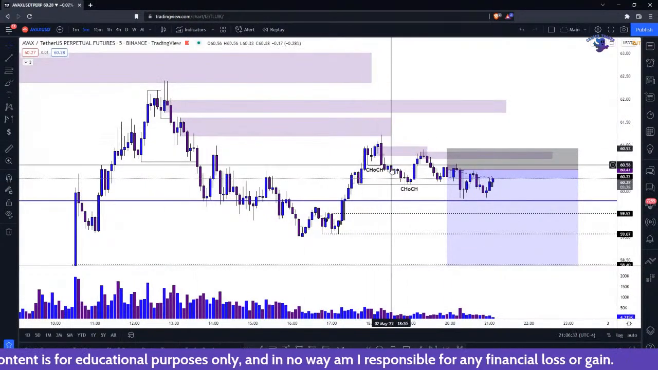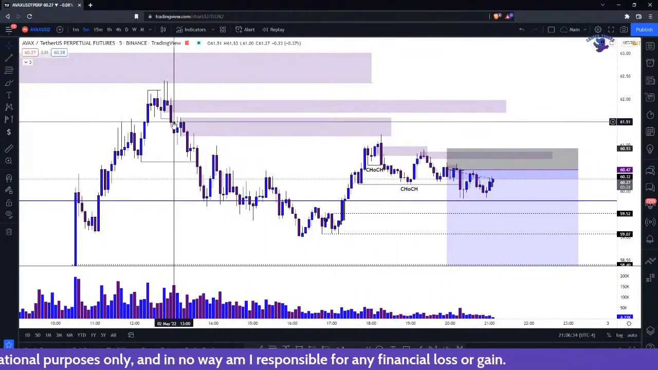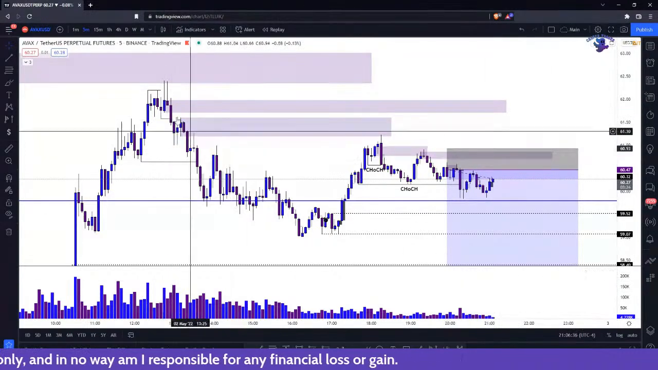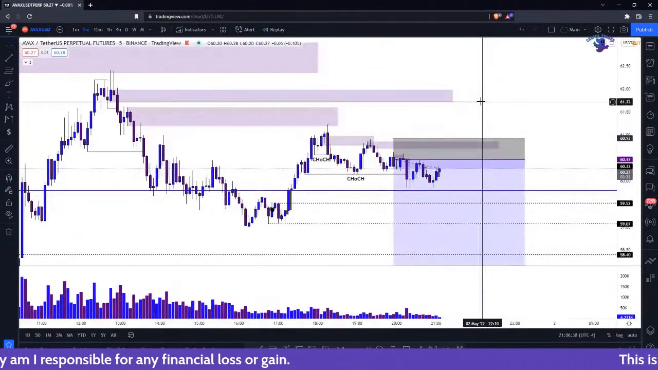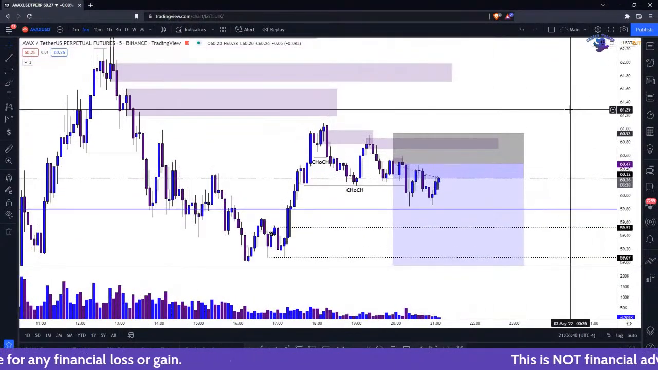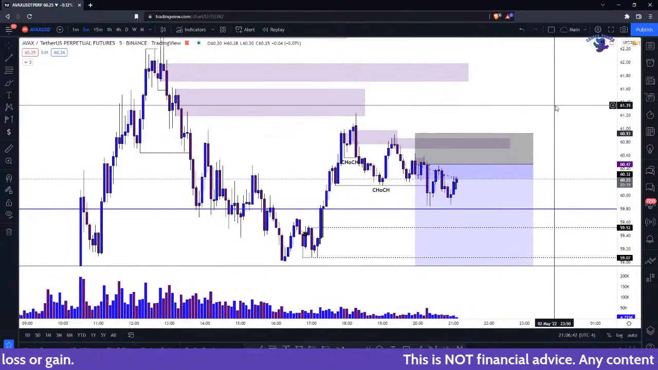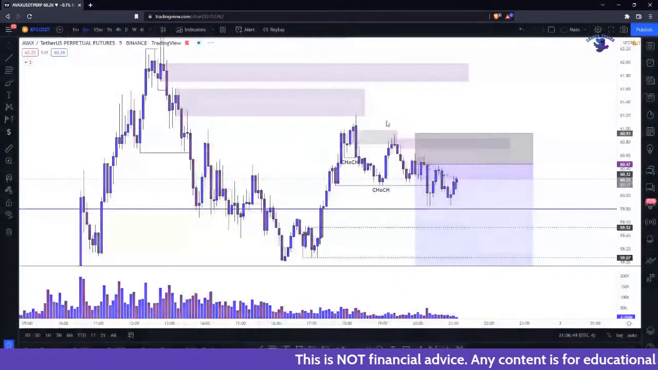But we did start to shift market structure once we reached the mitigation for the 15-minute change of character. So I did want to go over that with you guys. Let's take a look at Bitcoin.